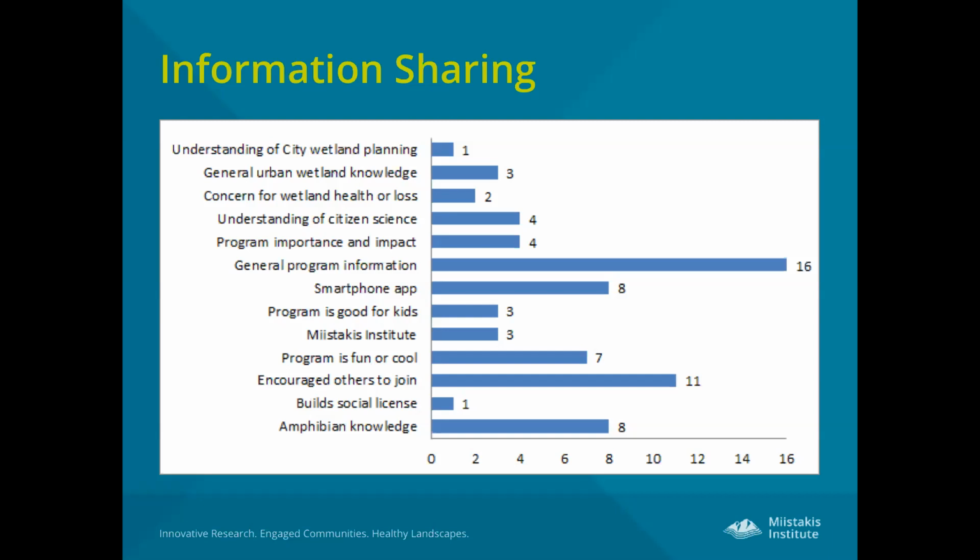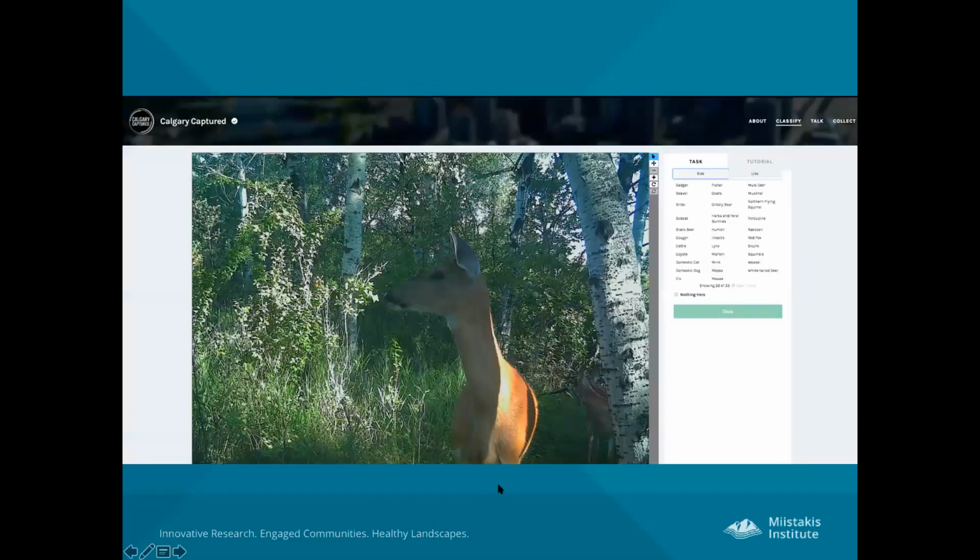But you can see the numbers were lower for things about understanding of city wetland planning, general urban wetland knowledge, concern for wetland health or loss, the things that more closely aligned with what our objectives were. And so this just really helped us refine our messaging and how we had to go about engaging with our citizen scientists if we were going to fulfill our engagement objectives.